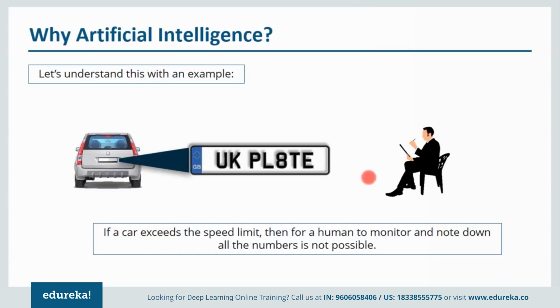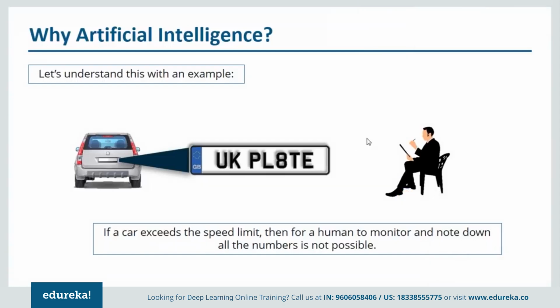Do you think that there's a person who is sitting in a chair and actually noting down all the number plates that cross the speed limit? Well, that is not possible because there might be millions of cars that pass through that road, and at once there might be many cars passing through. So for a human being to do this task is next to impossible.